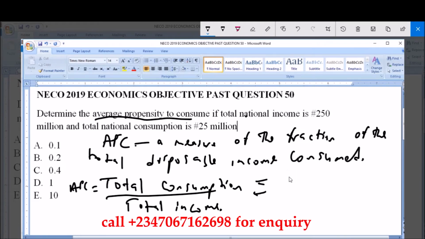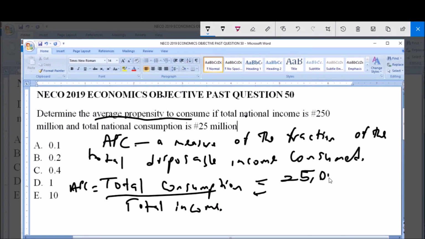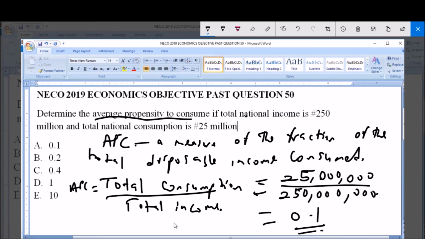consumption is 25 million, so 25 million. So let's represent it in full. 25 million divided by 250 million naira. So if you divide this, the answer is 0.1. So 0.1 is option A, and A is the correct answer, the average propensity to consume.